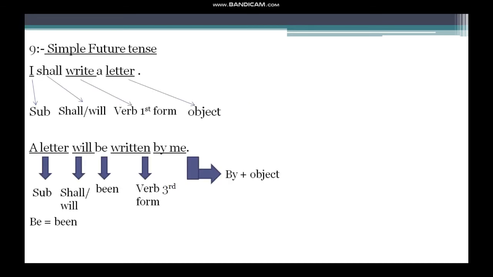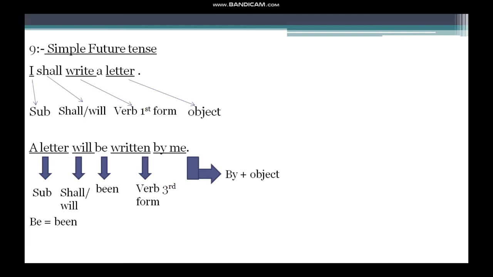Now see the third tense, that is future tense, and firstly we will see simple future tense. The example is given here, I shall write a letter, and we all know in simple future tense firstly comes the subject, then shall or will according to the subject, then verb first form plus object.